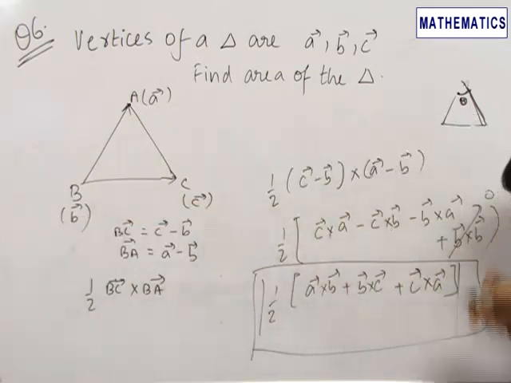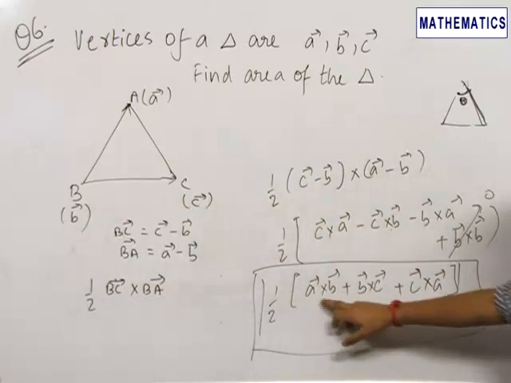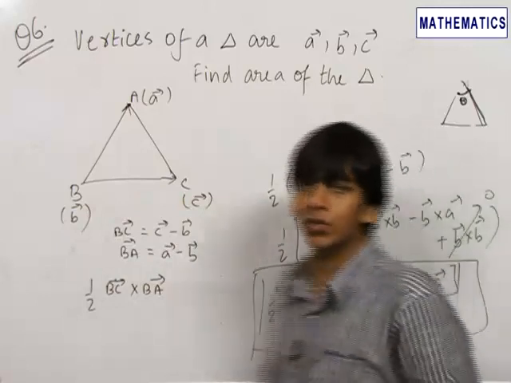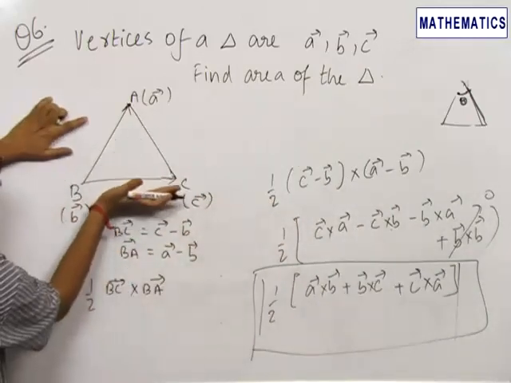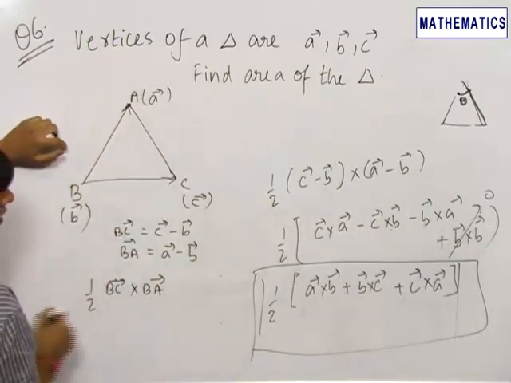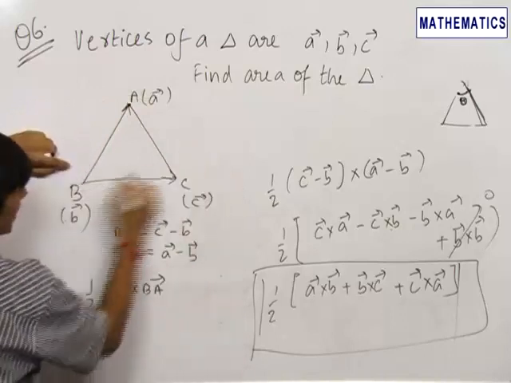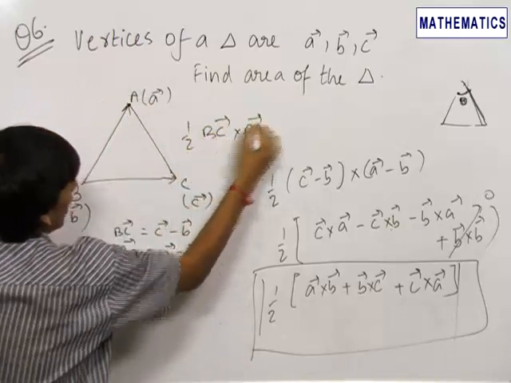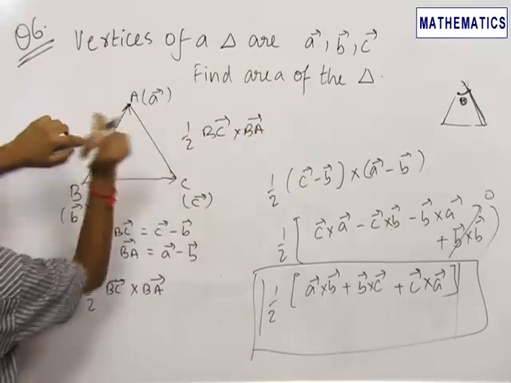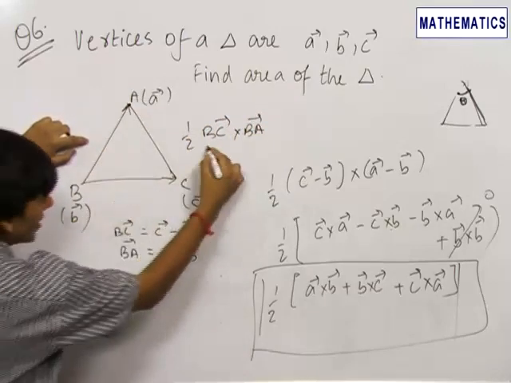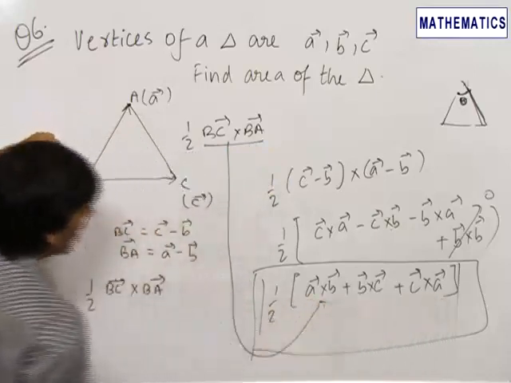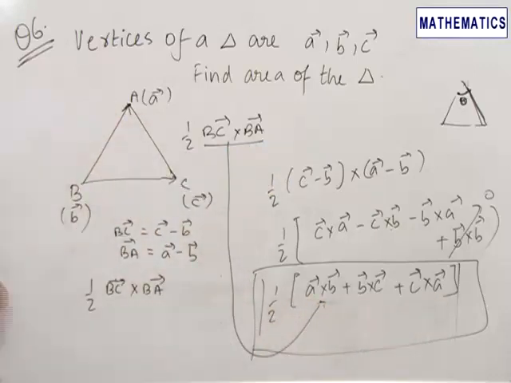So you can also deduce some things from here, that A vector cross B vector plus B vector cross C vector plus C vector cross A vector will be a vector which will be perpendicular to the plane of the triangle. This is because, as you have already seen, this can be written by half of BC vector cross BA vector. Now BC vector cross BA vector will be perpendicular to the plane of the triangle. Now BC vector cross BA vector is represented by this. Therefore this vector will always be perpendicular to the plane of the triangle.